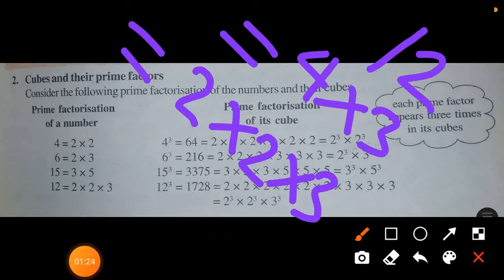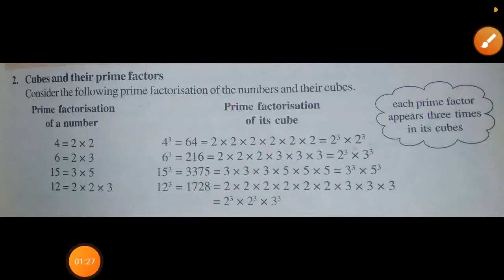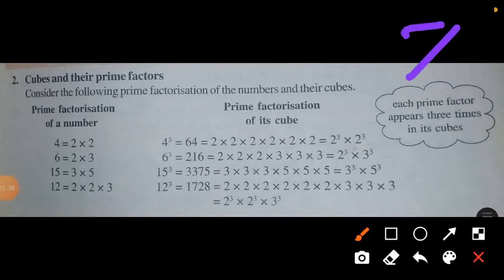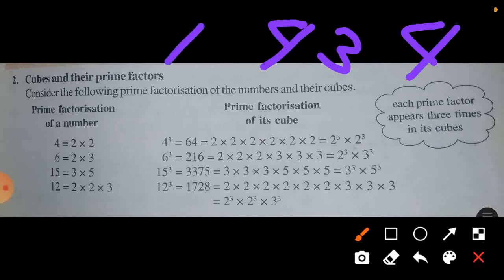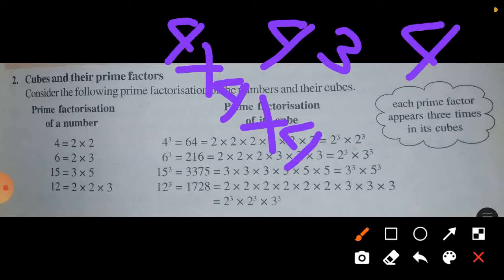So now we are talking about the prime factorization of its cube. Suppose the given number is 4. So the cube of 4 is what? That is 4 raised to the power 3, and it is 4 multiplied by 4 multiplied by 4. These are the factors of this cube, 4 multiplied by 4 multiplied by 4, or we can say, what are the factors of 4?